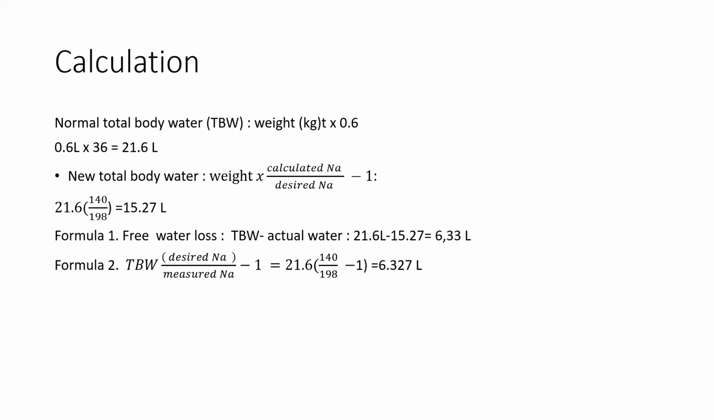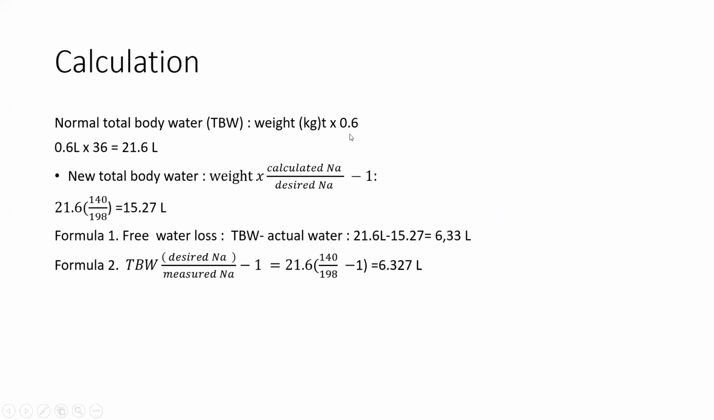The first formula, which is very easy in children, is this. First of all, you calculate the total body water for the patient. The total body water is just the weight times 0.6. That's for pediatrics, not for adults.